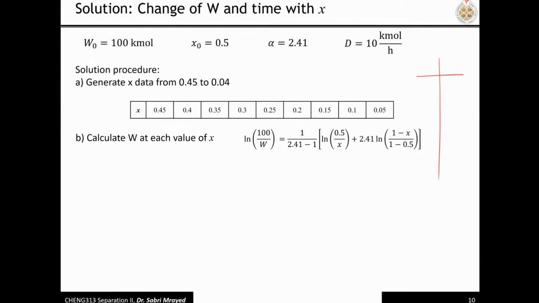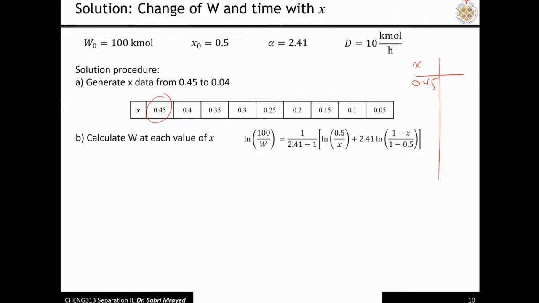So we know the starting point of my X is 0.5, so I will start with some number below 0.5, because we know the composition of the more volatile component in the still pot will decrease. So we started with 0.41, and then we said it's up to you. Maybe you want to start with 0.4, 0.3, whatever you like.